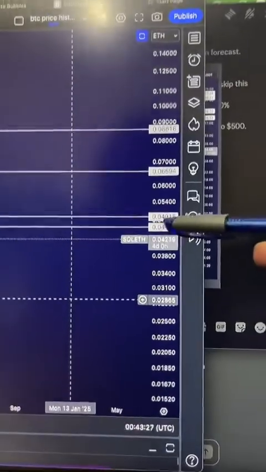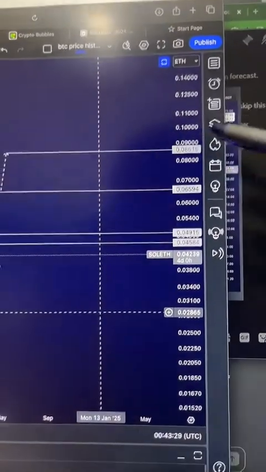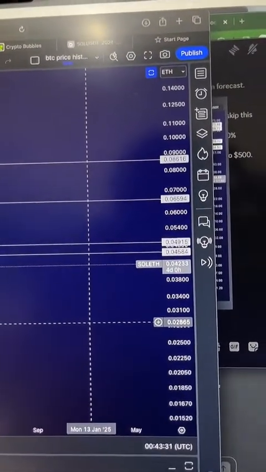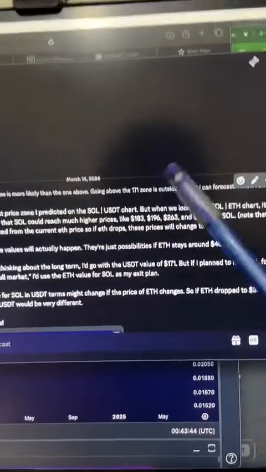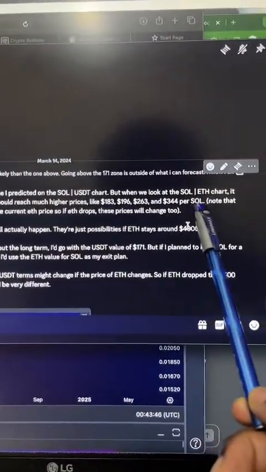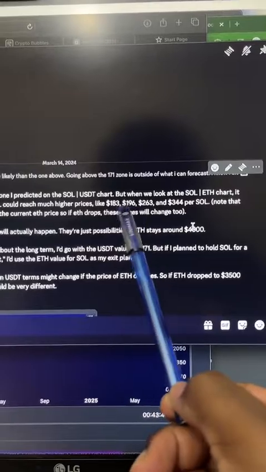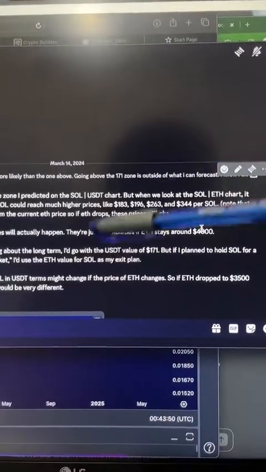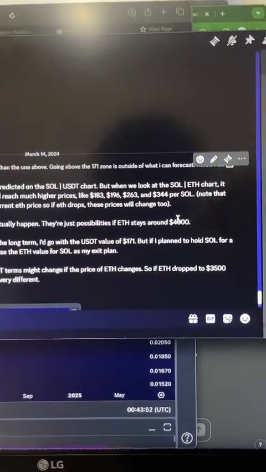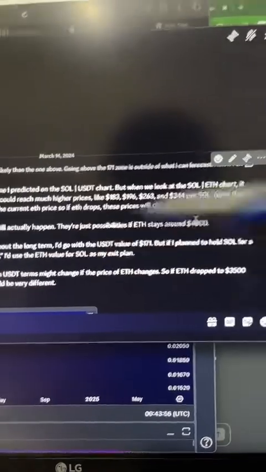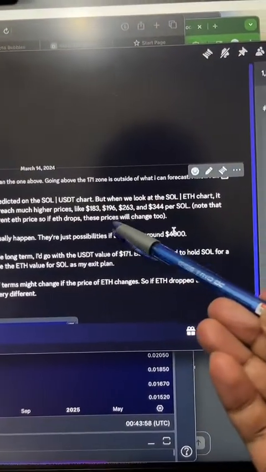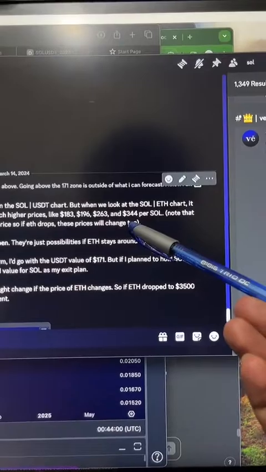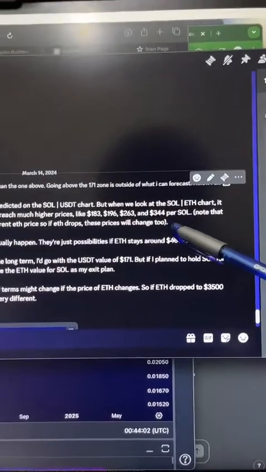So if we convert these values into dollars, at the current ETH price of $4,000, you will get these figures right here, which I sent to you on the Telegram, Discord, and on Twitter. EverCrypto on Twitter, Understanding Crypto on Telegram, and you can get all the links in bio, by the way. So we get 183, 196, 263, $344 per Sol.